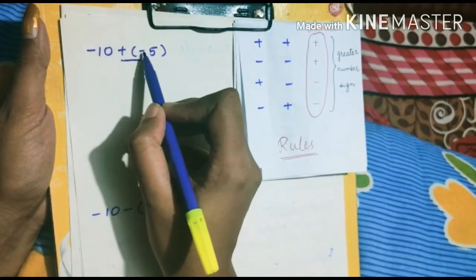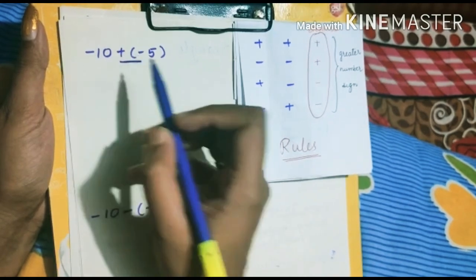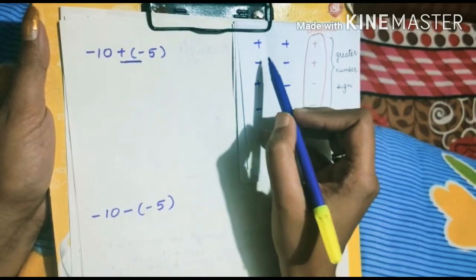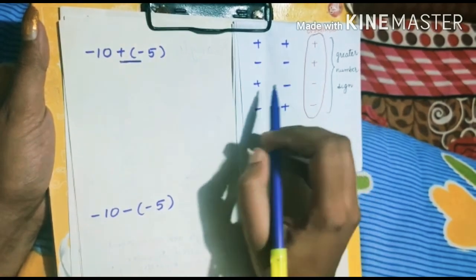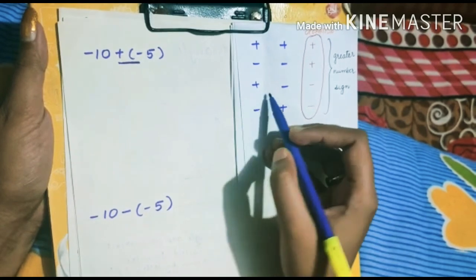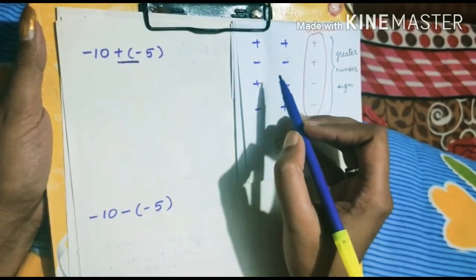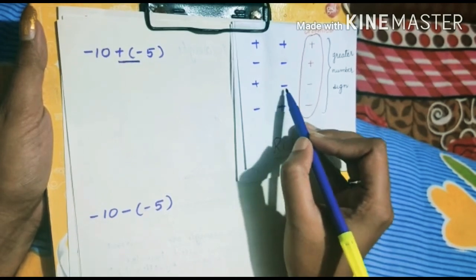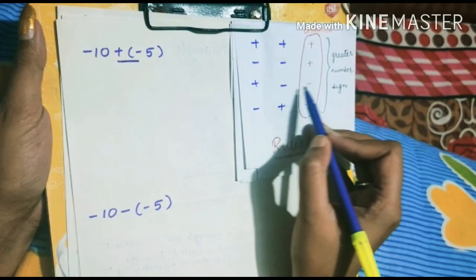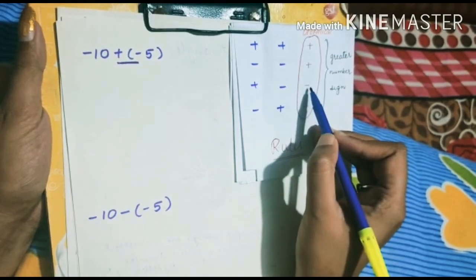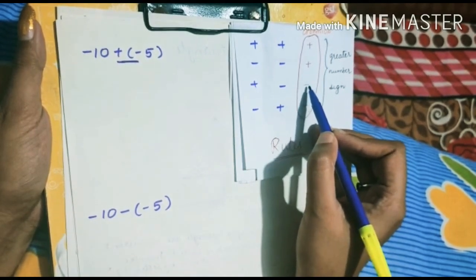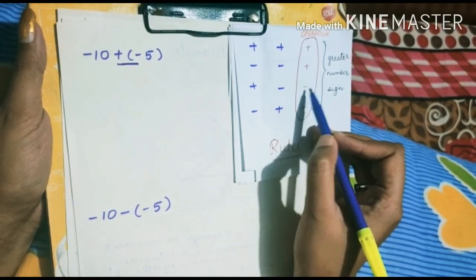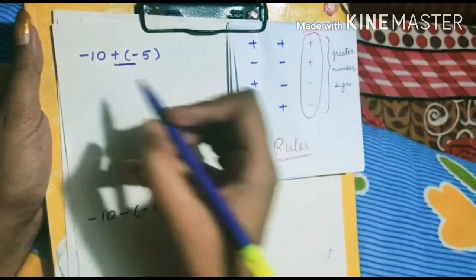What did I say? One positive and one negative. Just look at the third rule. Yes, plus into minus. The third one. Plus into minus will give you what sign? Will give you negative sign. Plus and minus, two different signs, means you have to subtract. Two same signs you will add. So I will put this negative sign in place of plus minus in minus 10 plus minus 5.